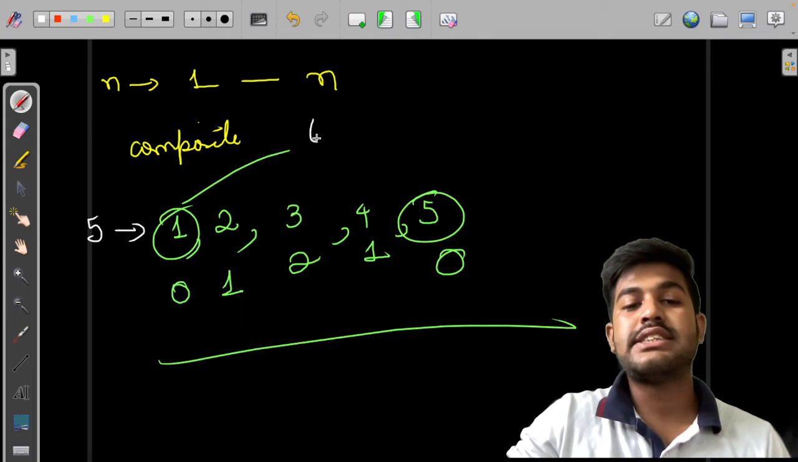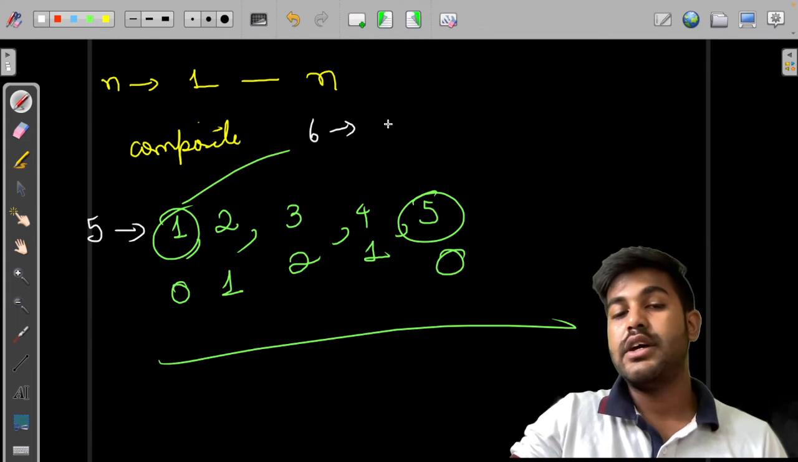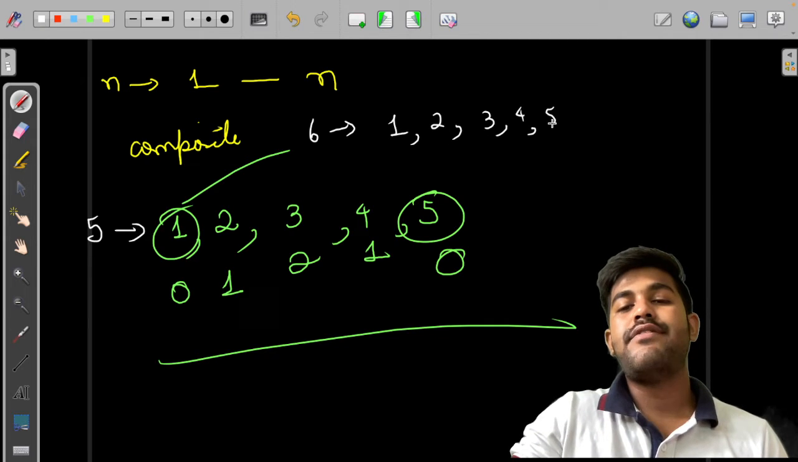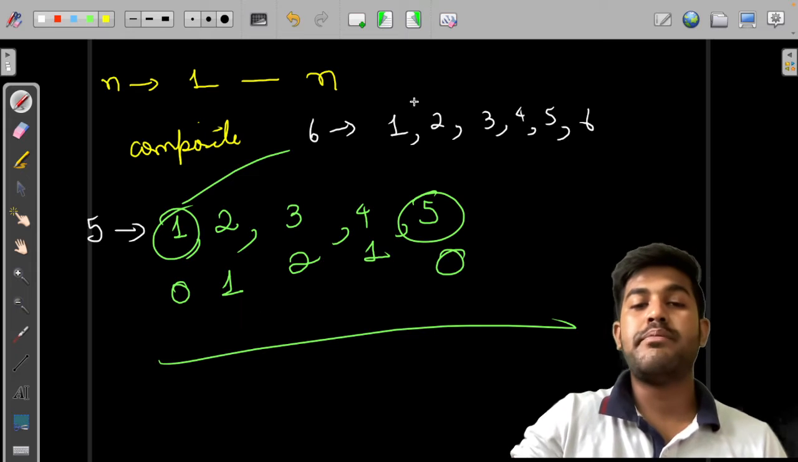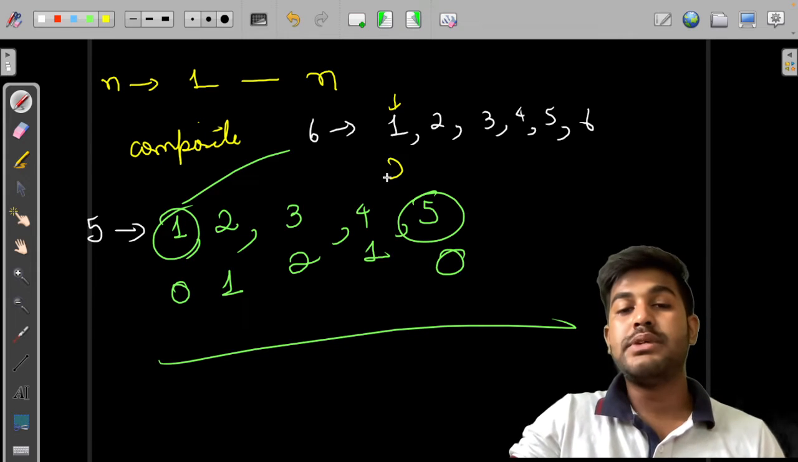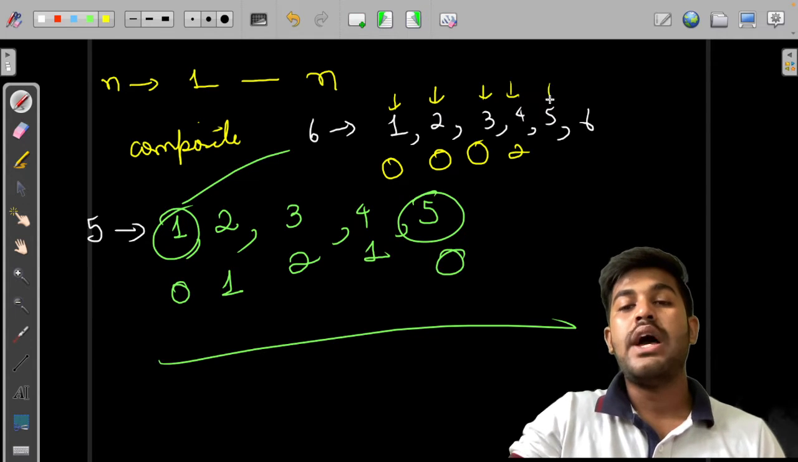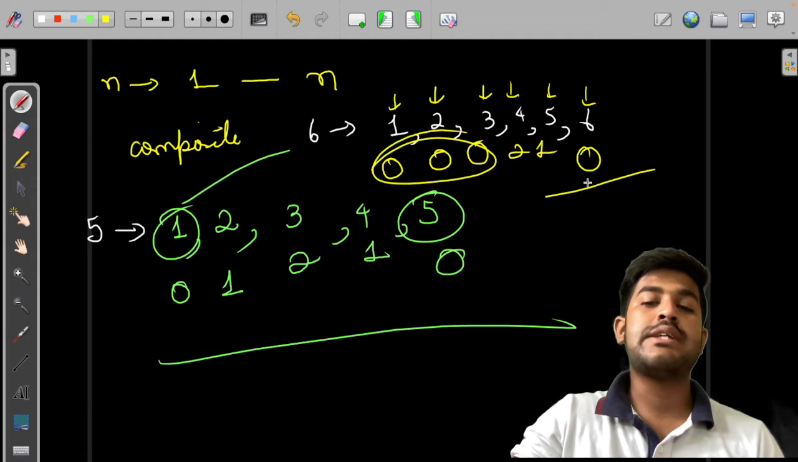Now let's check the same thing for a composite number. So if we have 1, 2, 3, 4, 5 and 6. First we would divide the number by 1, and yes, the remainder would be 0. Then we divide the number by 2, the remainder would again be 0, and for 3 again 0, for 4 it would be 2, and for 5 it would be 1, and then for 6 this would be 0. So there are many numbers apart from 1 and itself that divide it.